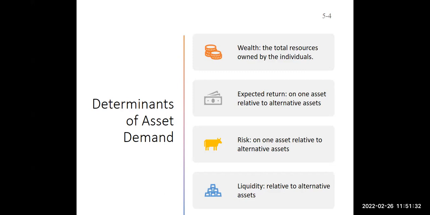So when you buy an asset, its demand will depend on how much wealth you have, how much return you are expecting from it, how much risk you are able to take on that particular kind of asset, and what kind of liquidity is available on that asset. Is that asset convertible into cash easily or not? That is what is important.